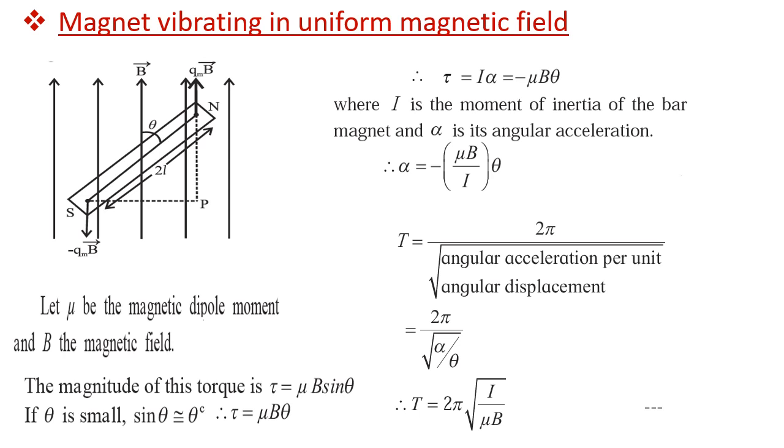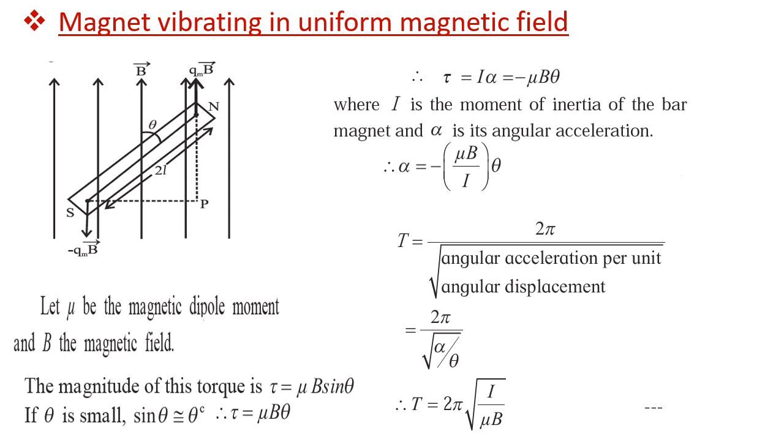It will be minus mu B upon I. If we talk in terms of only magnitude, then alpha upon theta will be mu B upon I. If we substitute these values of alpha upon theta, we get time period as 2 pi under root I upon mu into B. So this equation gives us the time period of a magnet which is kept in a uniform magnetic field.